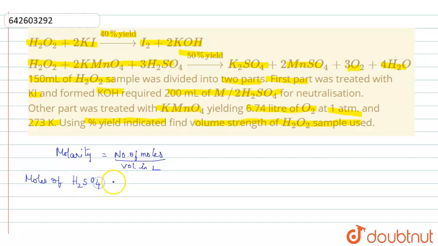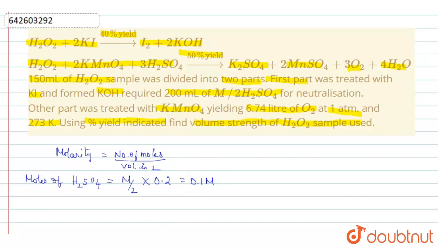The moles of H2SO4 they have given is M/2 into the H2SO4 volume they have given, 200 ml. I have to convert it into liter, that is 0.2, which will be equal to, cancelling it, 0.1 molar.